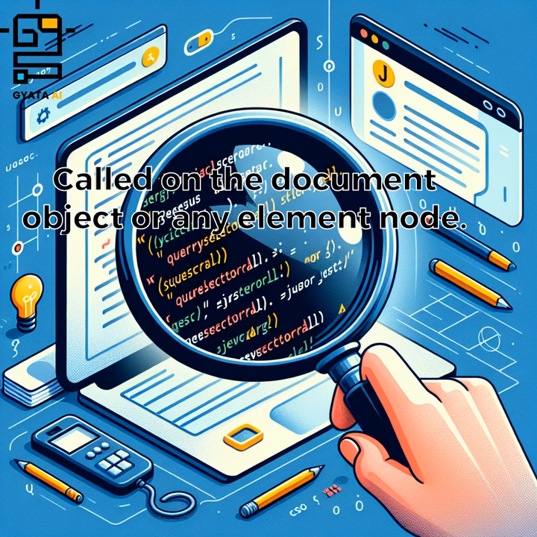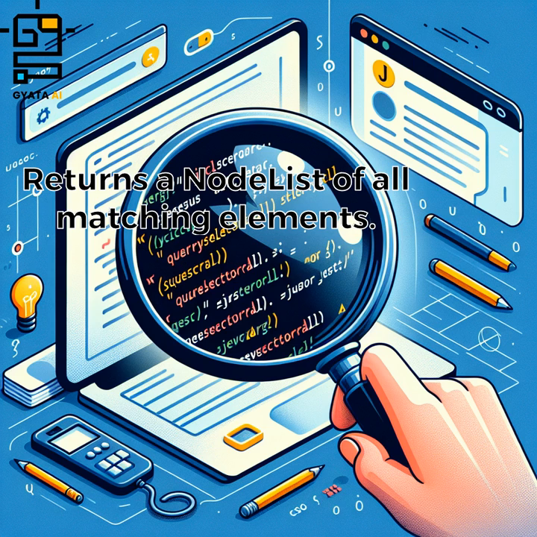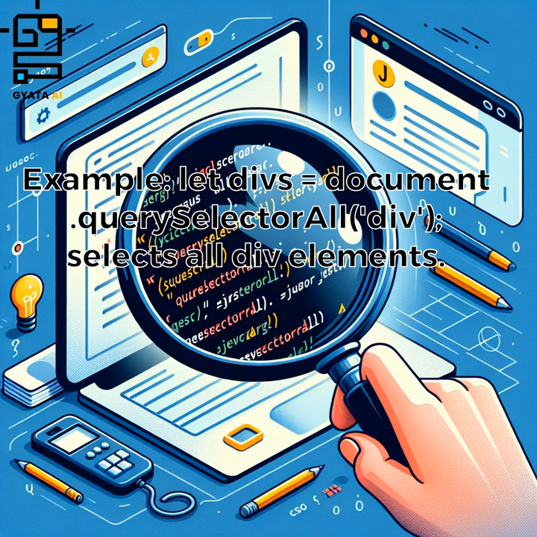It is called on the document object or any element node, and takes a string of one or more CSS selectors as its parameter. It returns a NodeList of all matching elements. Example: let divs = document.querySelectorAll('div') selects all div elements.